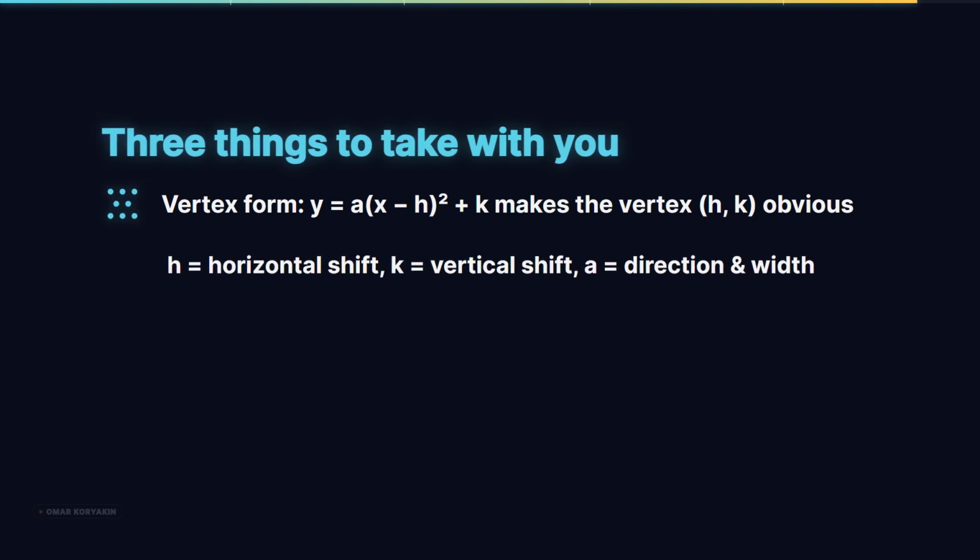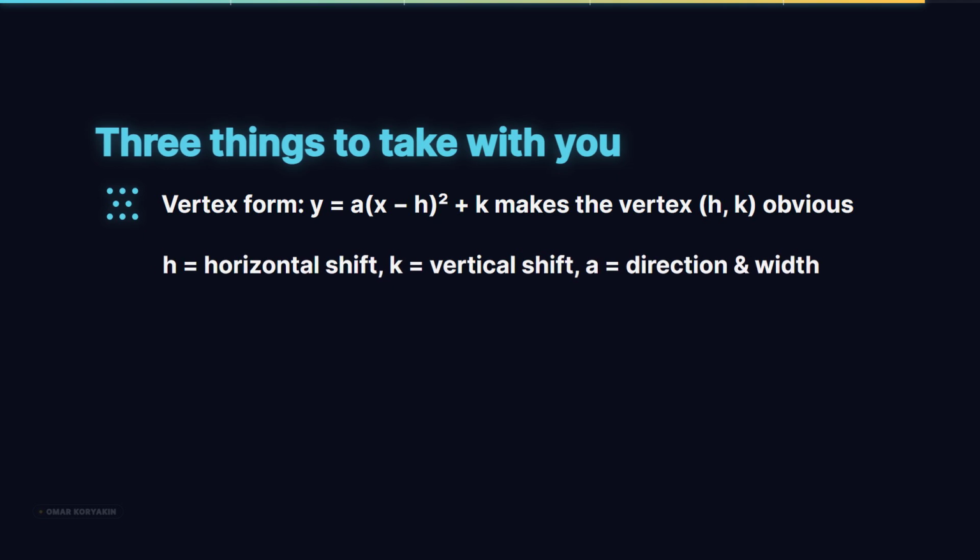Convert from standard form to vertex form by completing the square. If the leading coefficient is not 1, factor it out from the variable terms first. Complete the square inside, then redistribute. Always works on every quadratic.